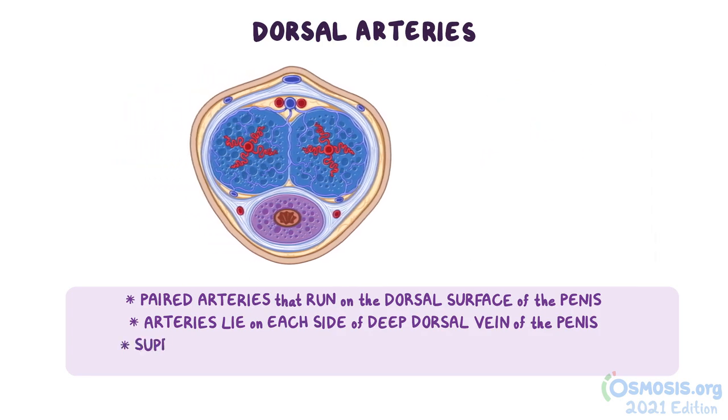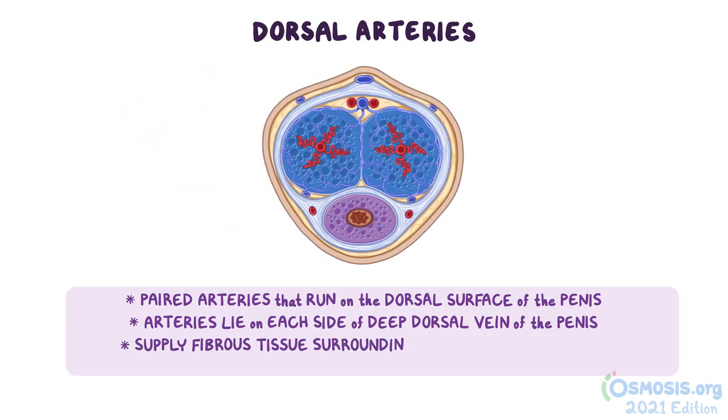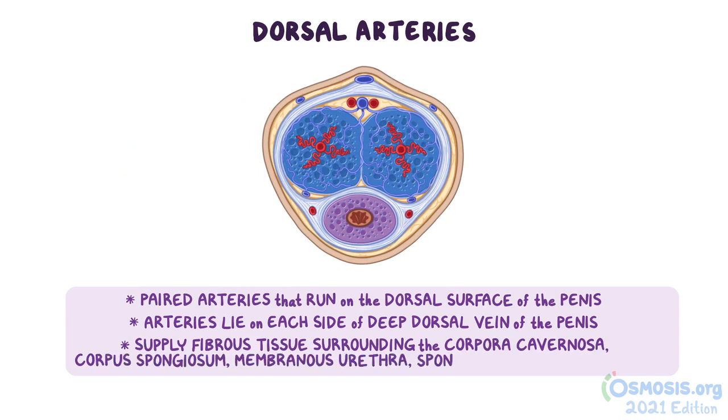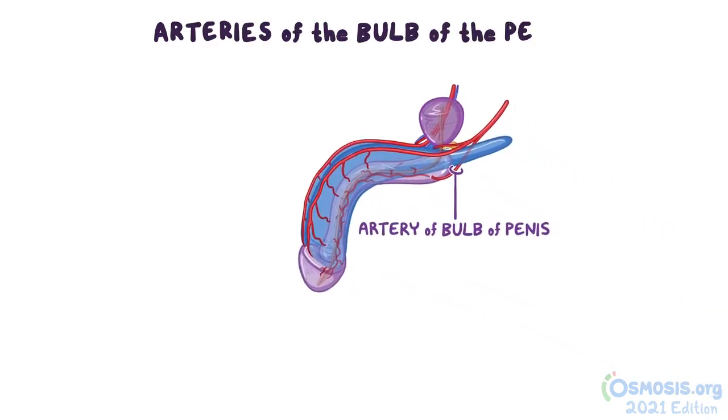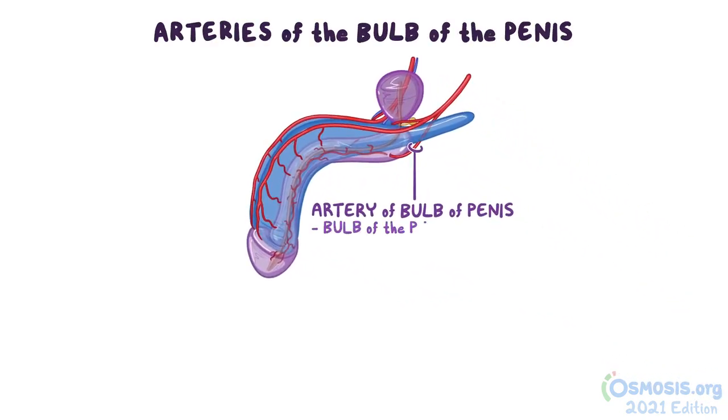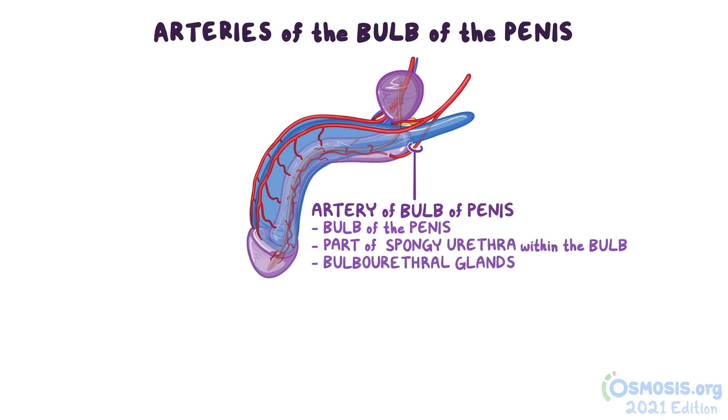These arteries supply the fibrous tissues surrounding the corpora cavernosa, the corpus spongiosum, the membranous urethra, the spongy urethra, and the skin of the penis. Next are the arteries of the bulb of the penis, which supply the bulb of the penis, the part of the spongy urethra within the bulb, and the bulbourethral glands.